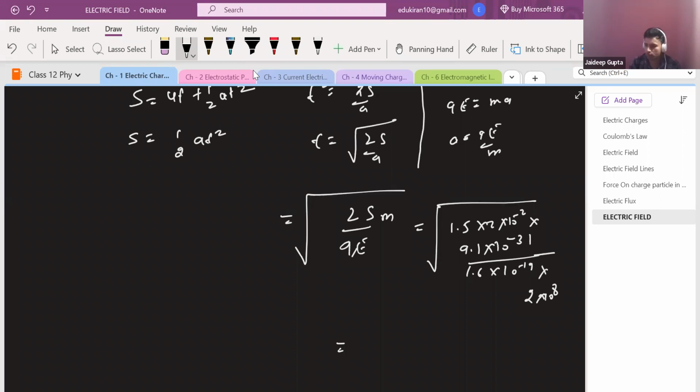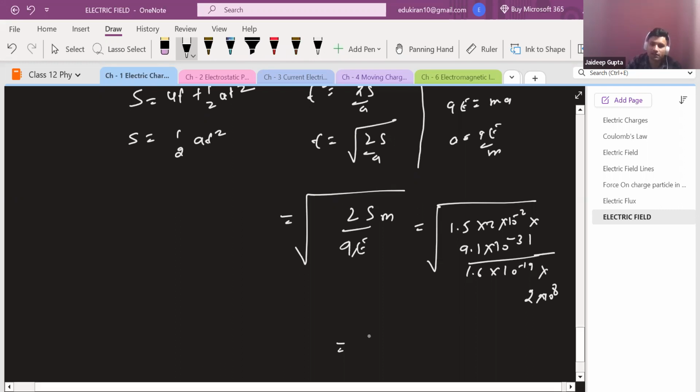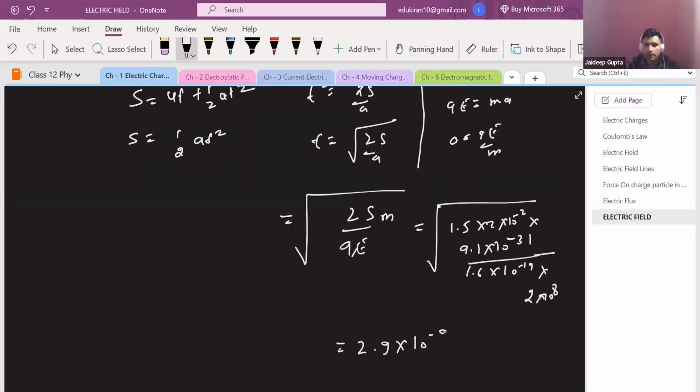So I got under root 8.53 into 10 to the power 22. So you mute. So you unmute. What's the final answer? So I got under root, and if you take the square root of it, then 2.9 into 10 to the 9 seconds.